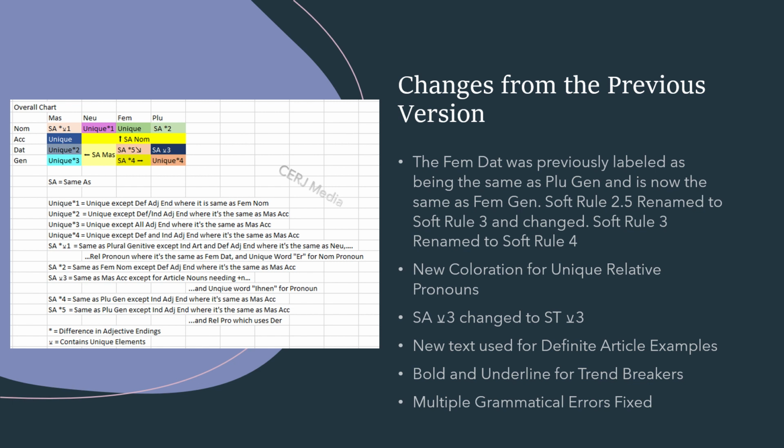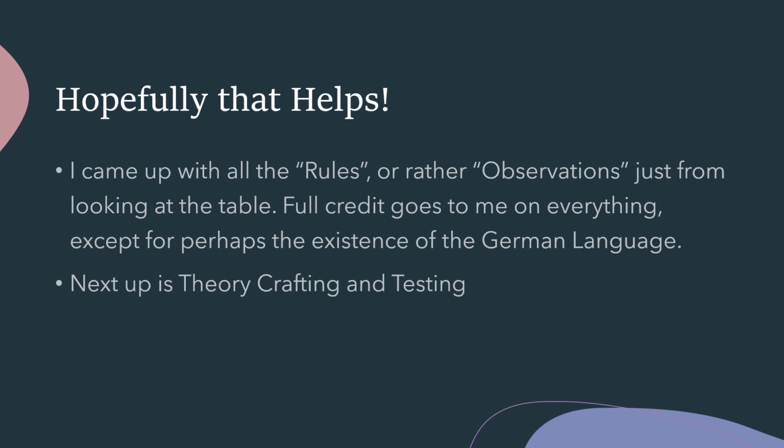So as you can see in this video, we had the bold and underline over the cells that broke trends. Previously, that used to not exist. Multiple grammatical errors fixed. There are still, I think, a handful in this video and presentation, but it's a lot better for sure. So hopefully that helps.